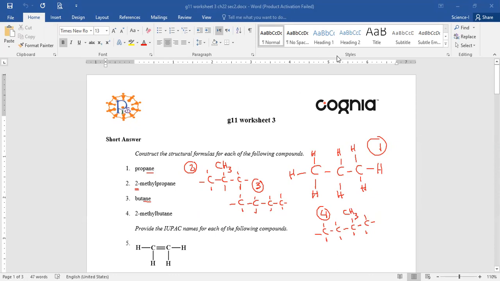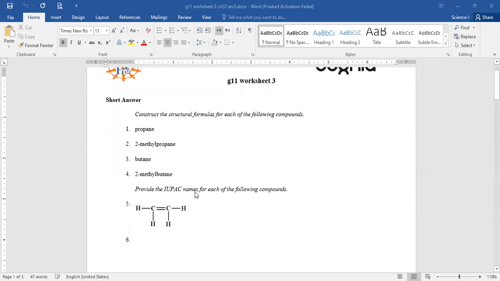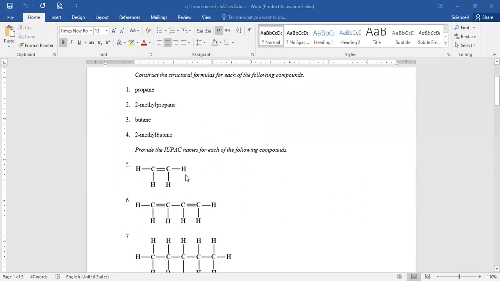Then let's pass to the next question. It asks you to use the IUPAC system to name the following. So here, this one, how many carbons do we have? We have two, so we use the prefix eth-, which means two. And since it has a double bond, we use the suffix -ene, so ethene. There are no branches, just two carbons, so its name will be ethene.